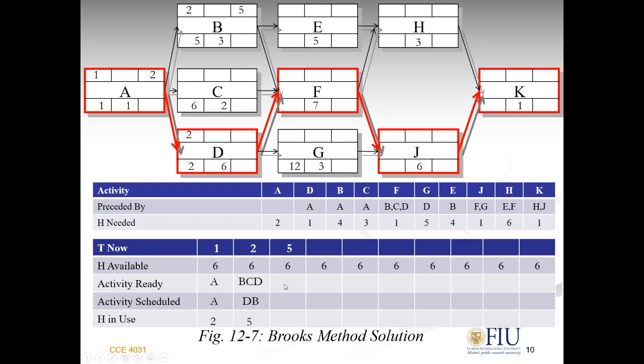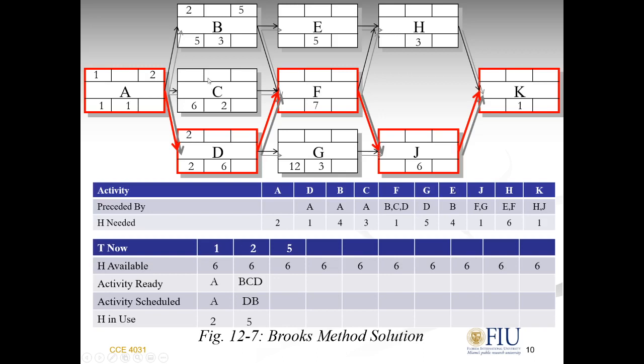To fill activity ready, I will move 1 cell to the left. Activity B, is it complete on day 5? Yes. If it's complete, I will move it up to preceded by. I have B here, so E comes after, so I can include E here. I have a B here. F comes after B, but I have to have C and D complete. C and D are not complete yet, so I cannot move F. I can definitely move E. So I will have E here.